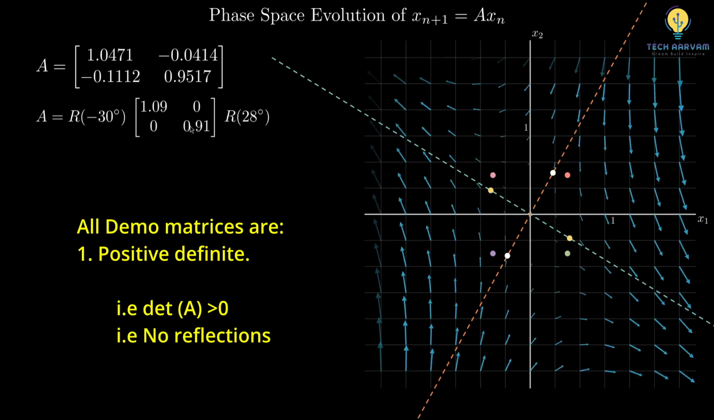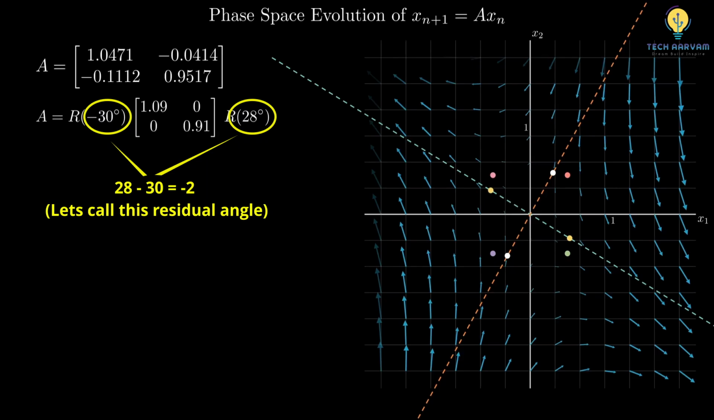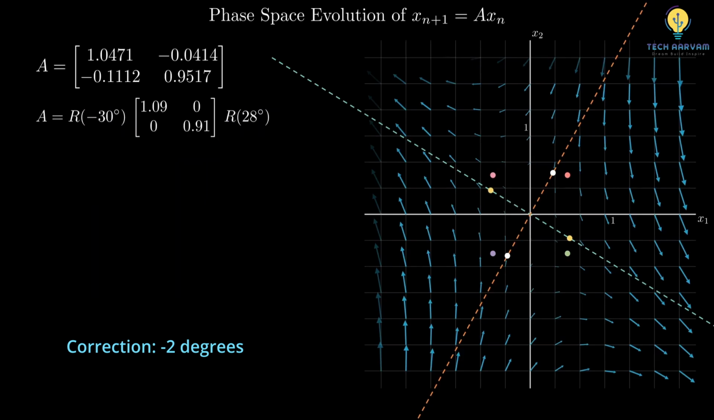Now what we have here is a non-symmetric matrix. A transpose is not equal to A. The diagonals show sigma 1 as 1.09 and sigma 2 as 0.91. So one direction is having a stretch and another direction is having a compression like before. But in addition, the rotate and rotate back are having different angles here: 28 degrees and minus 30 degrees. I will call this angle a residual angle. I see a residual angle of minus 2 degrees. We rotated, performed a transformation, but we did not rotate back by the same amount.